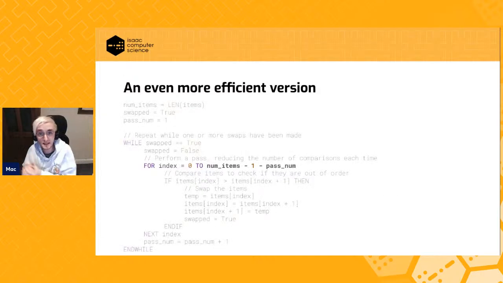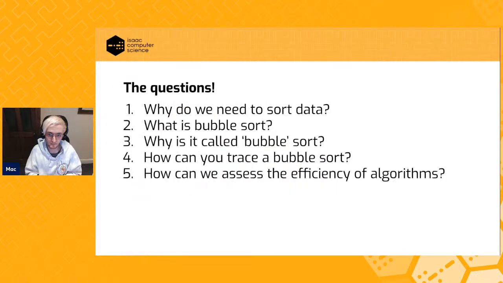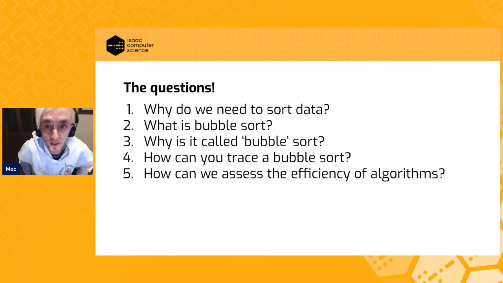Cool. So like I said, when we're looking at the efficiency of algorithms, we want to see how many comparisons we're doing, how many loops we're doing, and we want to check how many new variables we're creating. So hopefully that gave you a bit of an insight into how to test the efficiency and how to improve efficiency in an algorithm. So let's finish up with the questions that we did at the start.